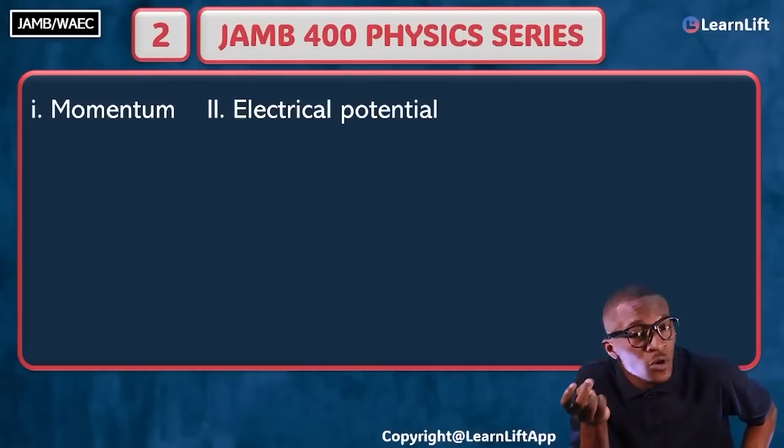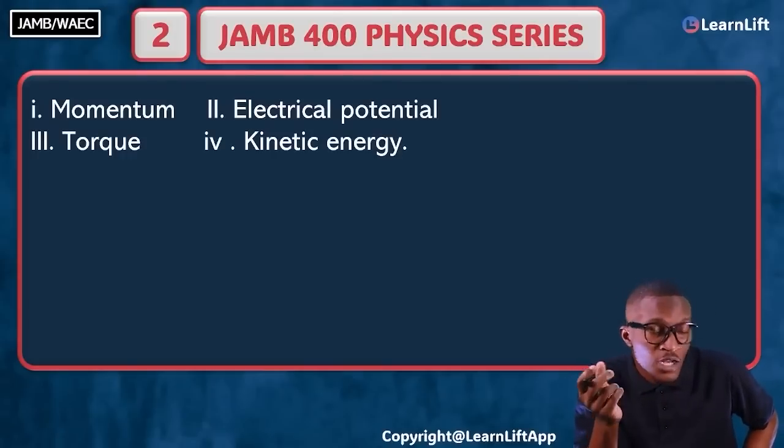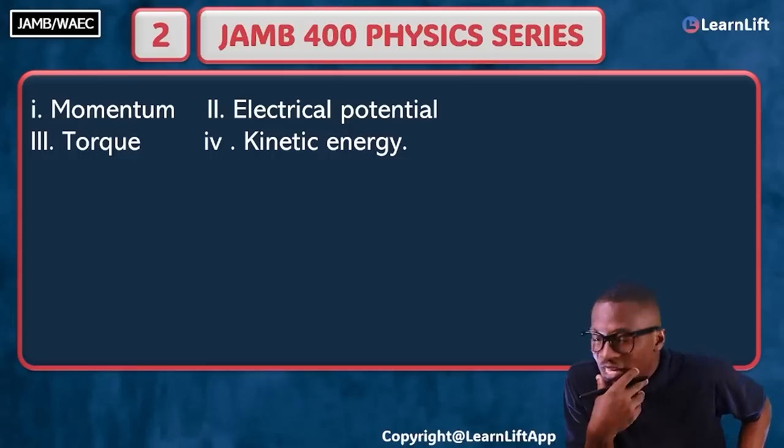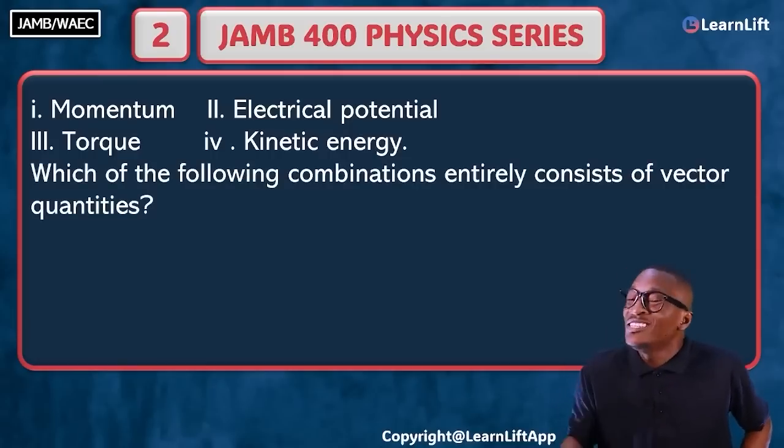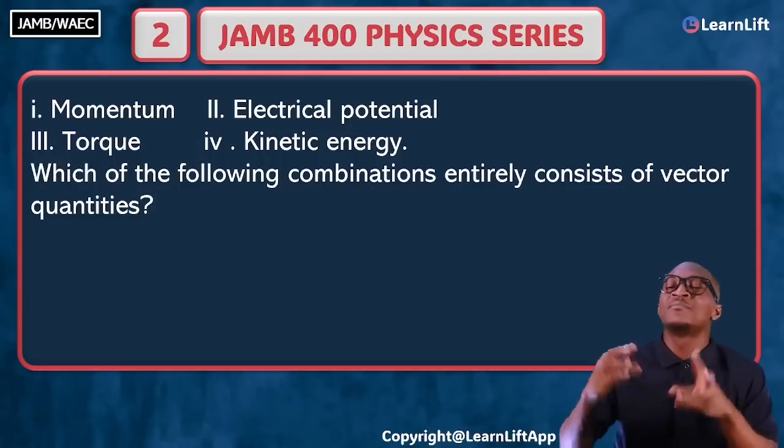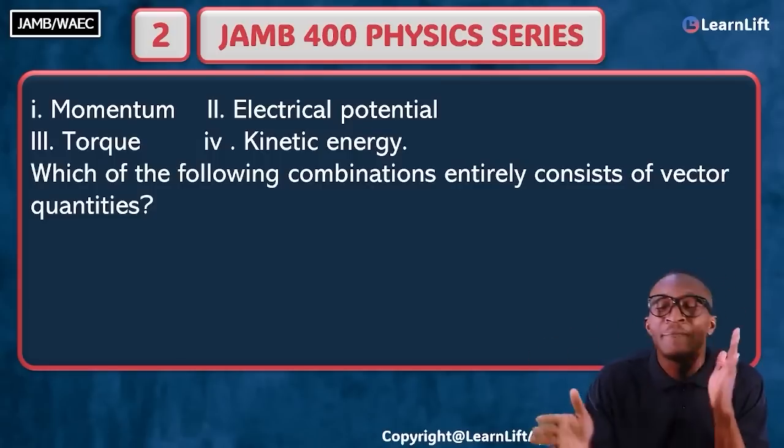Quickly, let's take the next question. The question says momentum, electric potential, torque, kinetic energy. The question is, which of the following combinations consists entirely of vectors? Now listen to me. Scalar and vector is a must. They must give you one example of scalar and vector. It's a must.